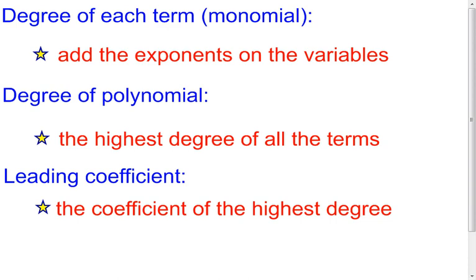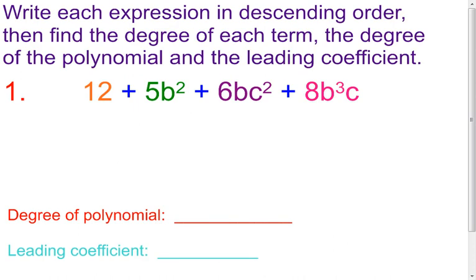Then, to find the degree of each term, you add the exponents on the variables. And the degree of the polynomial will be the highest degree of any of the terms in your list. And then the leading coefficient is the number that's in front of that highest degree. And this will certainly make more sense as we go through an example here.